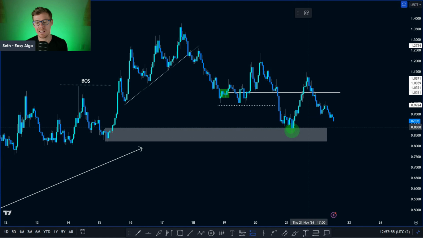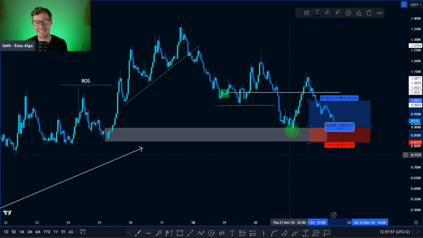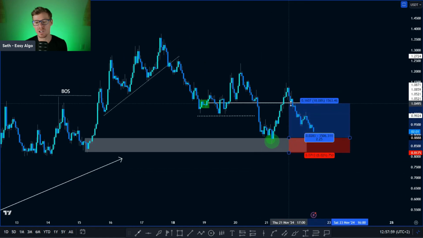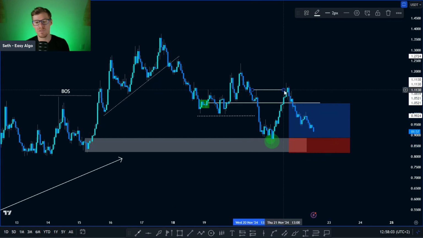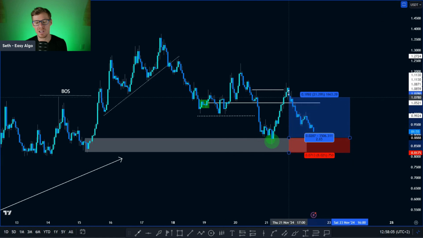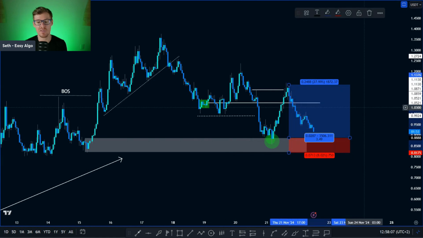What we do is we enter on the zone, stop loss underneath the zone, and we target the value line as target number one, or our second target is going to be the first liquidity line. These are the highest probability areas of making good profits. You can see this trade played out absolutely perfectly.